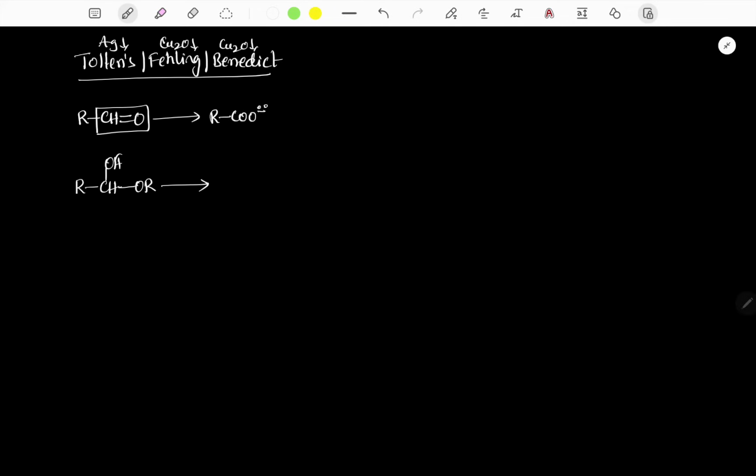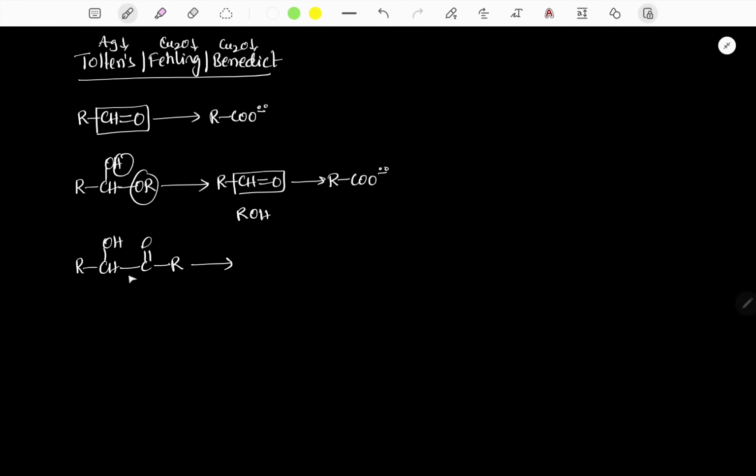In the presence of basic medium, it loses alcohol and forms aldehyde. Now this aldehyde undergoes oxidation. Finally, it gives the corresponding carboxylate. Second functional group. Third functional group, alpha hydroxy ketone. Now when it is treated with Tollens or Fehling or Benedict, this alpha hydroxy ketone oxidizes to diketone.